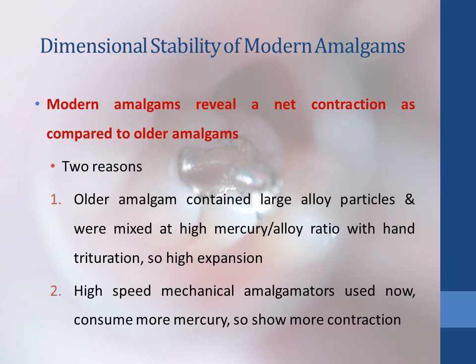So the modern or the newer amalgams, which are the high copper amalgams, reveal a net contraction as compared to older amalgams. Older amalgams contained large lathe-cut alloy particles and were mixed at a high mercury ratio with hand trituration, and obviously when any procedure is done manually, there are chances of human error. So there was high expansion. Now the high-speed mechanical amalgamators, or the newer mechanical methods used now, consume more mercury, so show more contraction as a result.